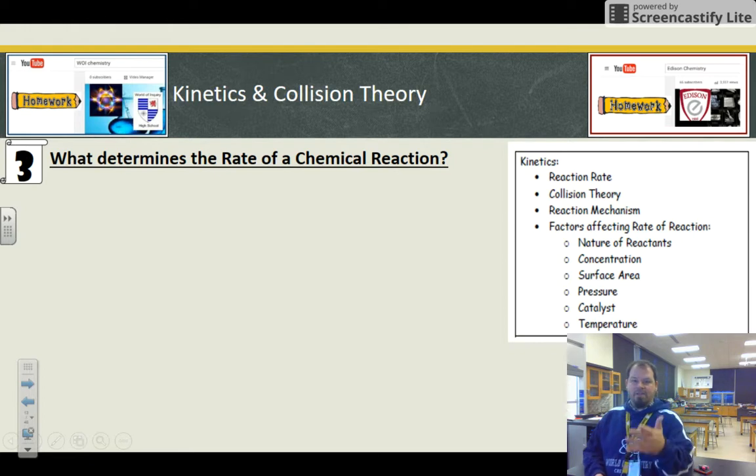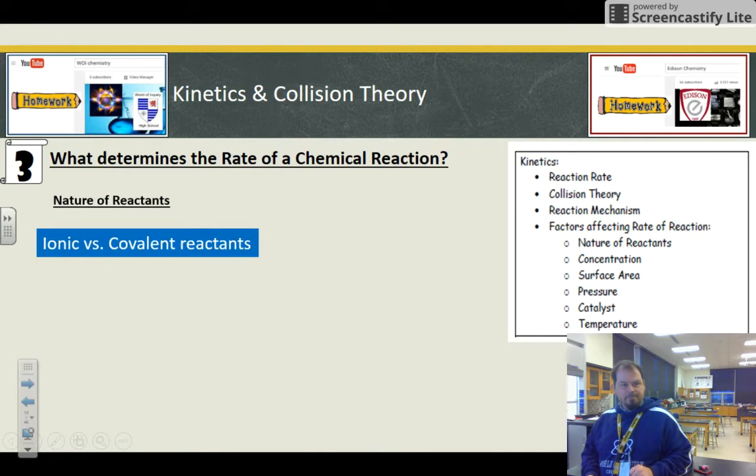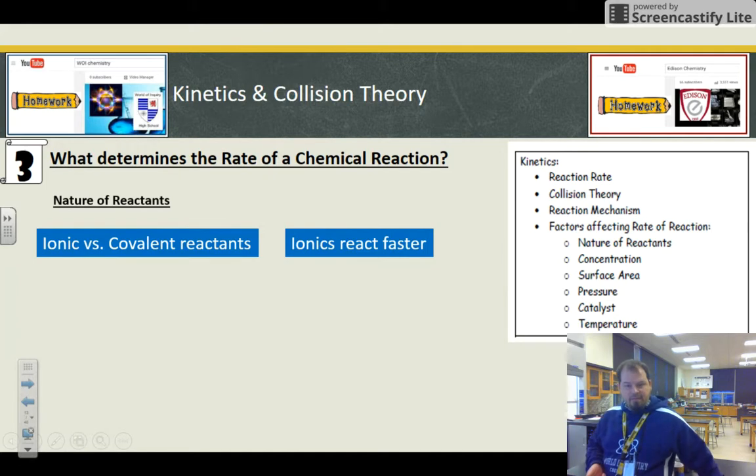Here we go. Reaction rate, collision theory, reaction mechanisms. So nature of reactants. Ionic versus covalent reactants. That's what nature of reactant means. So you need to write in the side here, ionics react fast, covalents react slow. So that's simple. Covalents have a lot more bonds in there to break. Ionics have simple bonds in between the ions, so less bonds. Covalents, when you get into organic, you'll see that these molecules can be huge and there could be potentially hundreds of bonds. Okay, ionics react faster, period.